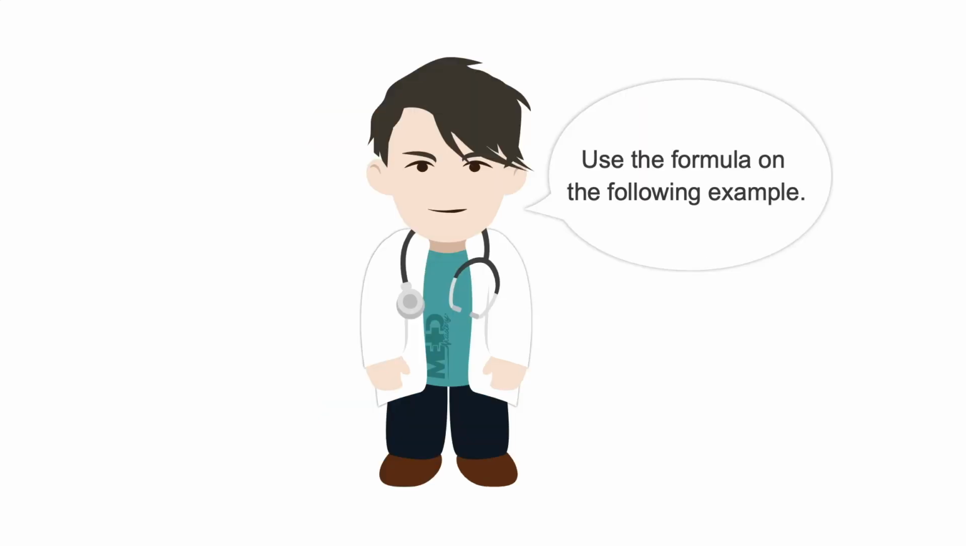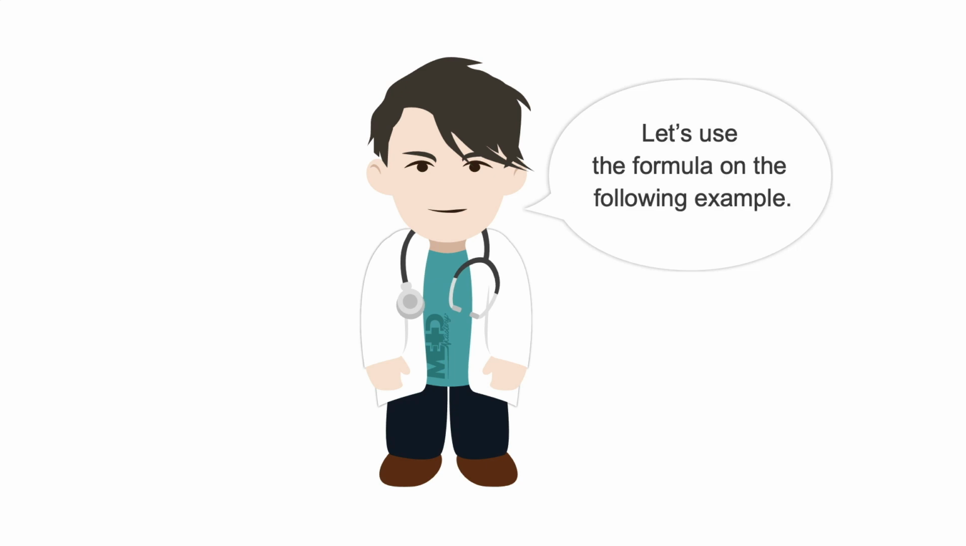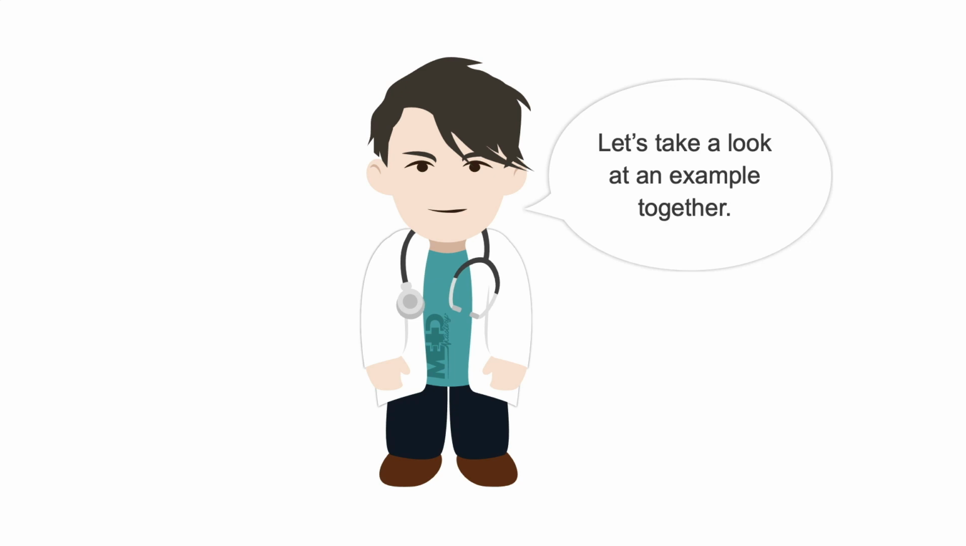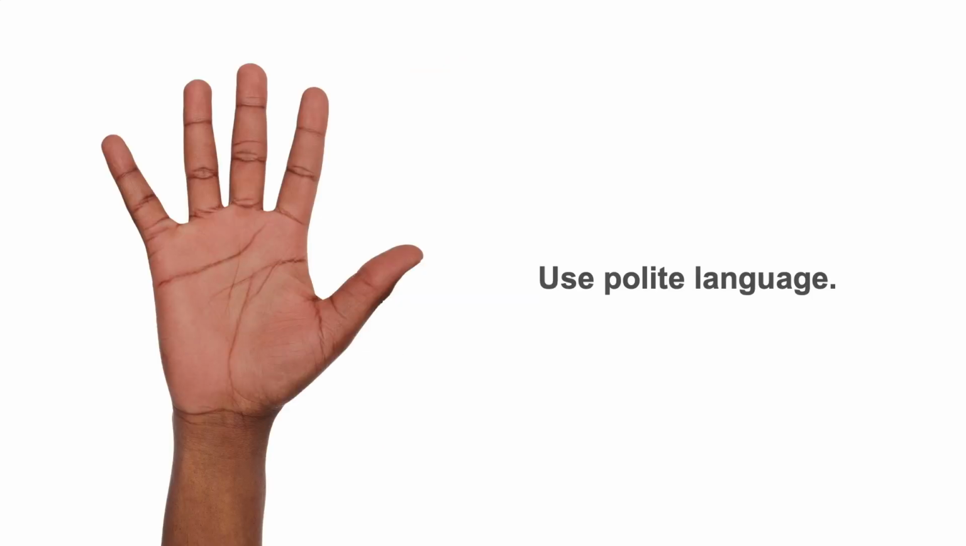Instead of saying, use the formula on the following example, say, let's use the formula on the following example. Instead of saying, calculate the results now, say, shall we calculate the results now? Instead of saying, look at this example, say, let's take a look at an example together. So rule number 5 of personalization, use polite language and don't order your learners around.